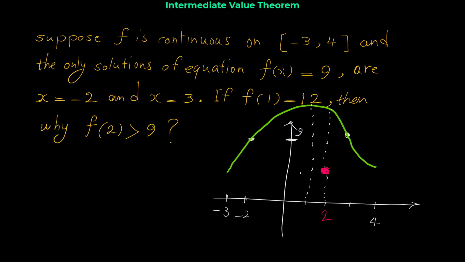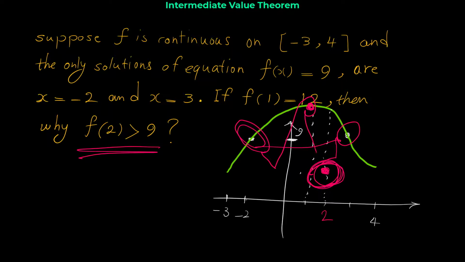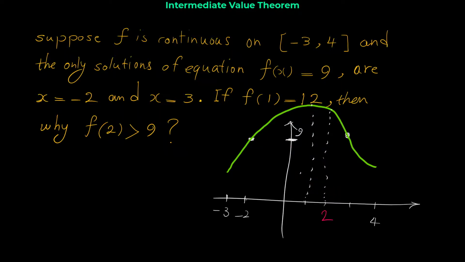Let's see what happens if we want to graph a function that passes through these 2 points, and also somewhere here where f of 2 is less than 9, the opposite of this. And also don't forget, f of 1 should be 12, so it also passes through this point. So imagine you want to draw a continuous function that passes through these 4 points. Let me show you the points better like this.